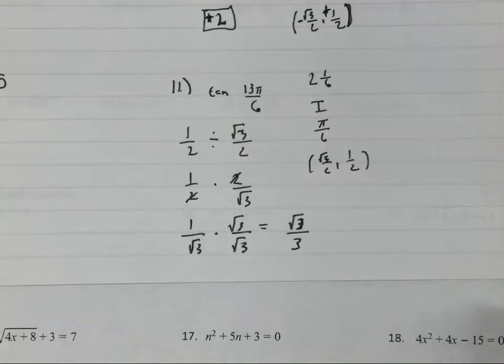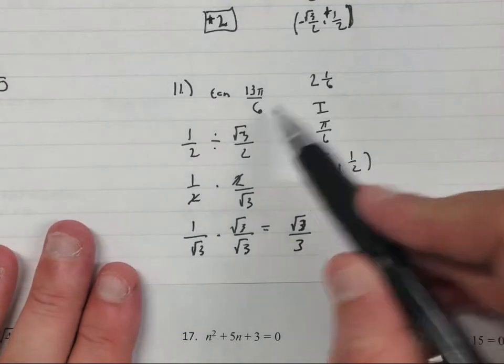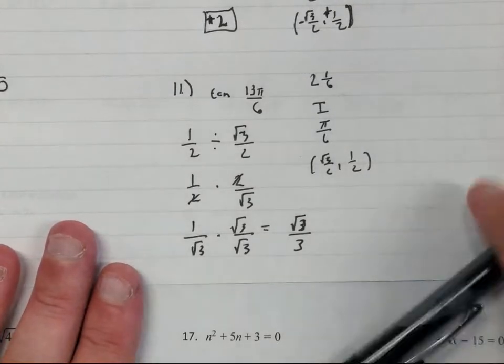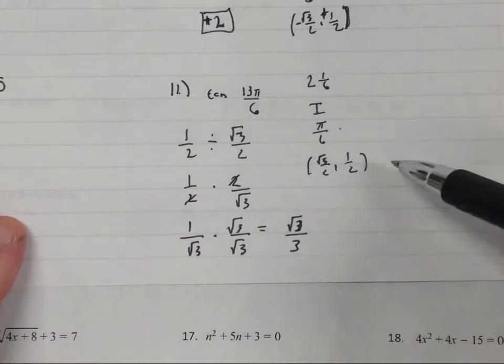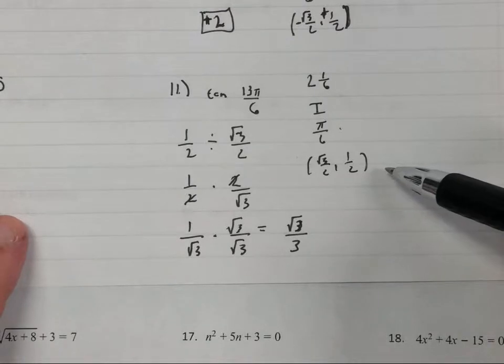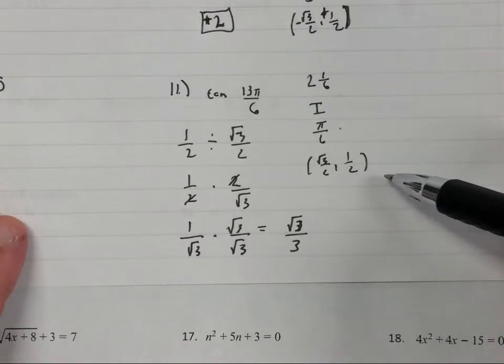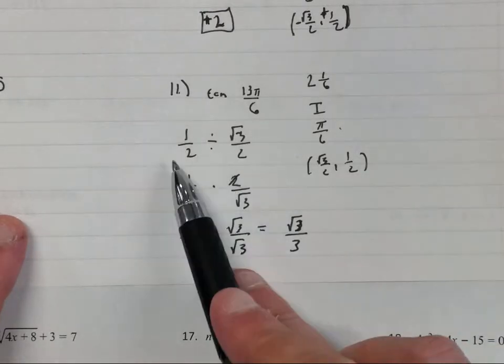Number 11. I'm going to change that to a mixed number. It's 2 and 1/6. So 2 whole means I went around the unit circle. I'm back to my starting point. I need 1/6 more, so I'm in quad what? 1. Pi over 6. Square root of 3 over 2, comma 1/2. Tangent is y divided by x.